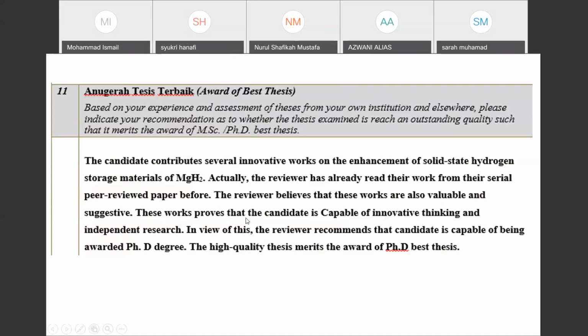The reviewer believes that this work is valuable and suggestive. This work proves that the candidate is capable of innovative thinking and independent research. In view of this, the reviewer recommends that the candidate be awarded the PhD degree. The high quality thesis merits the award of PhD best thesis. That's why I ask my students to publish their work, not for me, actually for themselves.